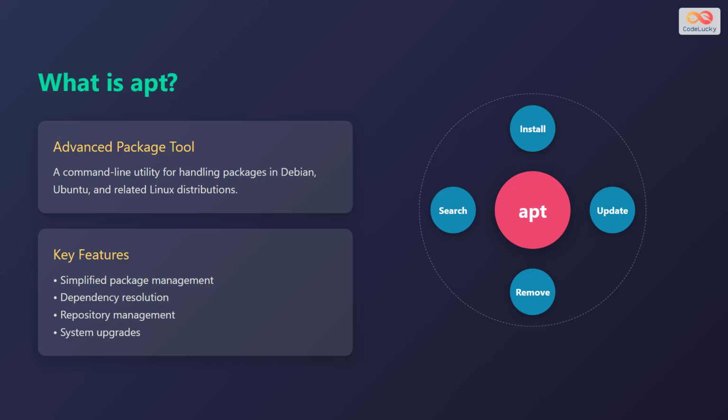Repository management: it manages software sources, allowing you to install packages from various repositories. System upgrades: apt makes it easy to upgrade your entire system to the latest version. Here's a visual representation of how apt works, centering around package management with functionalities like install, update, remove, and search, all integrated through the apt tool.